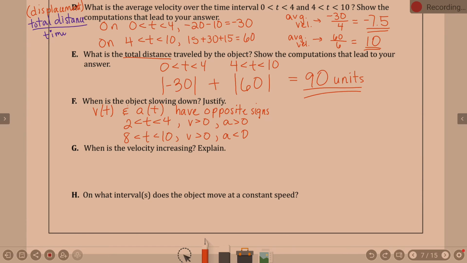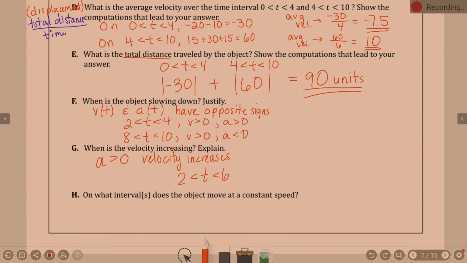Okay? So when is the velocity increasing? When acceleration is greater than 0, velocity increases. And that was, what did we just say? 2 to 6? Yeah, 2 to 6. 2 less than t less than 6.